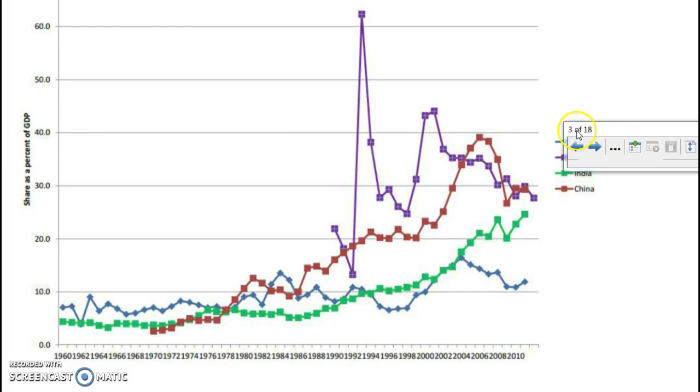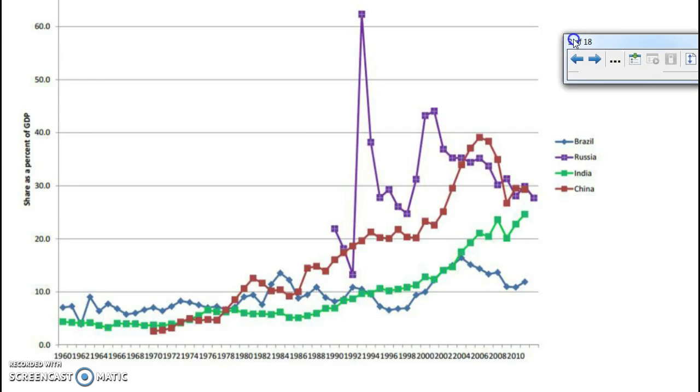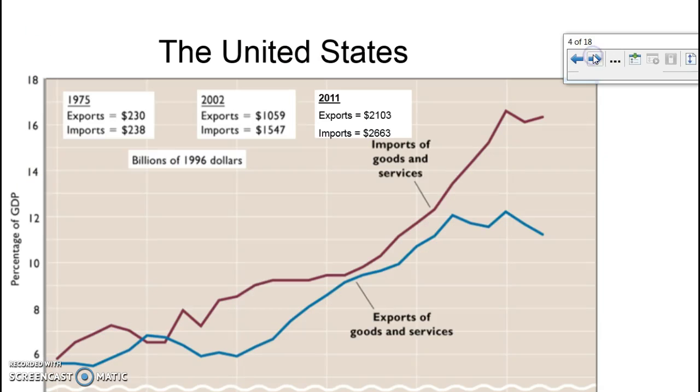In particular, Russia, right? When first Russia opened up, there was tons and tons of trade, and of course it fell from there. But these other developing economies, for the most part, China, Brazil, and India have been, for the most part, on an upward trend in terms of the amount of trade they engage in.